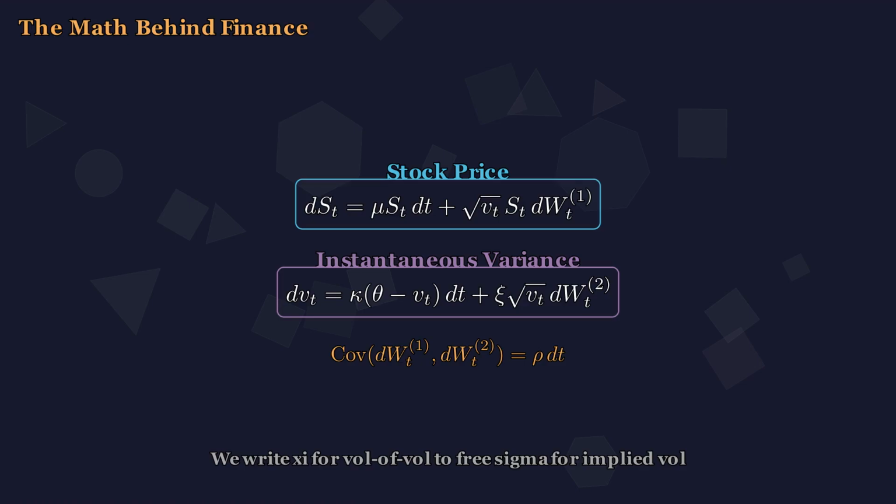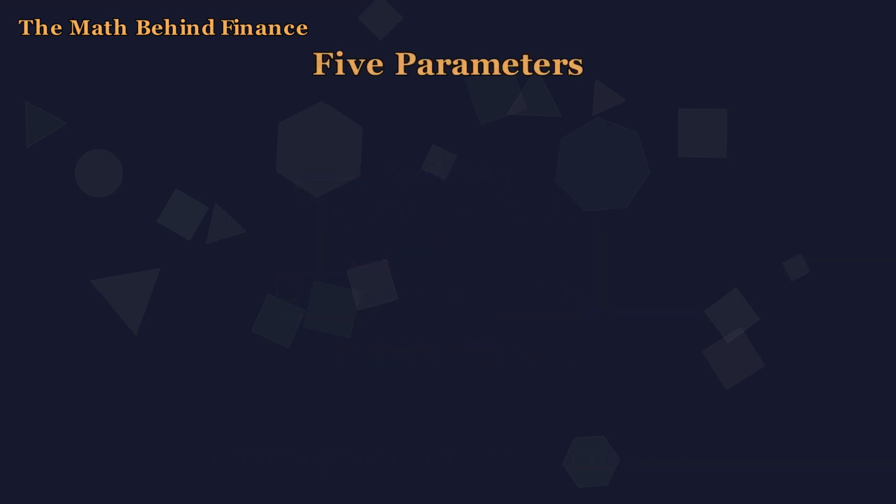Heston's original paper uses sigma for vol. We write xi instead to keep sigma free for implied volatility. The Heston model has exactly 5 free parameters. V0, the initial variance. This is where the variance process starts today. For the S&P 500, it typically ranges from 1 to 4%.